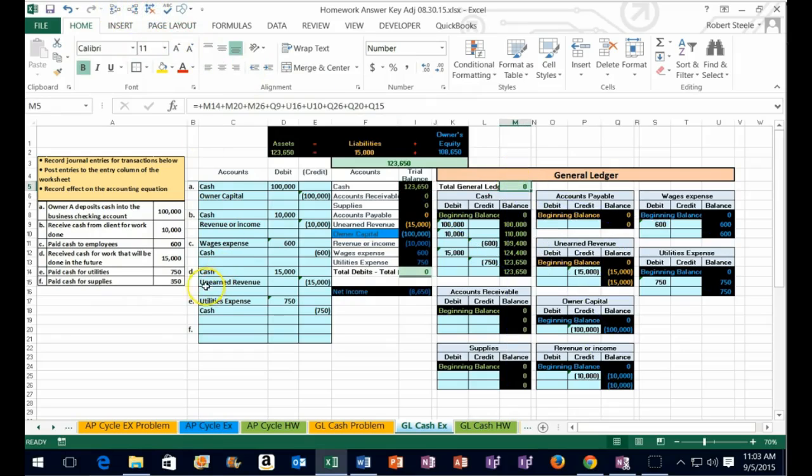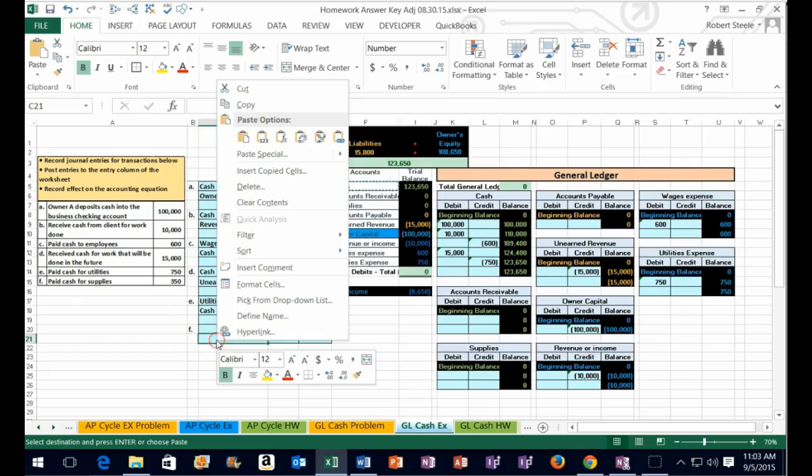All right. Now, last transaction: paid cash for supplies. So is cash affected? Yeah, we paid it for supplies. Cash is going down. Cash is a debit balance. We're going to make it go down by doing the opposite thing to it, which in this case is a credit. Credits will go on the bottom.